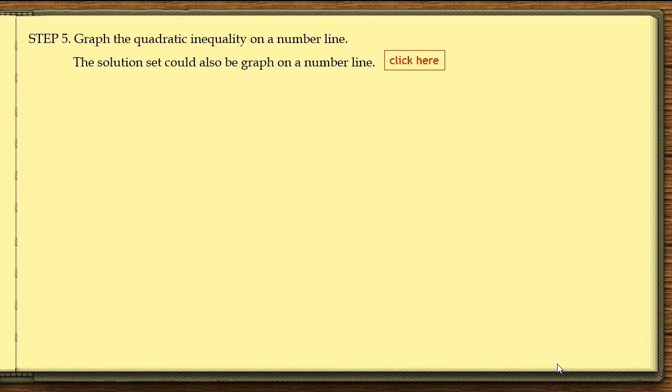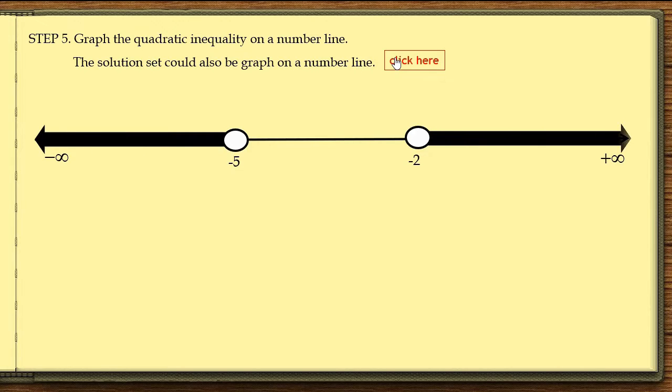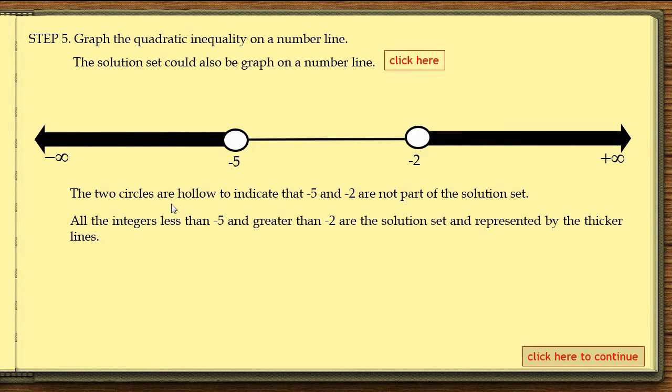We can also represent the solution set using a number line. The two circles are hollow to indicate that negative 5 and negative 2 are not part of the solution set. All the integers less than negative 5 and greater than negative 2 are the solution set and represented by the thicker lines.